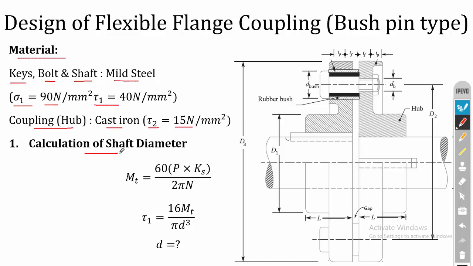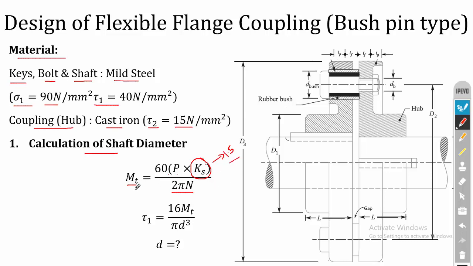So the first step is calculation of shaft diameter. In the problem they will give the power and the speed values. We know that Mt is equal to 60P divided by 2 pi N. Here I have multiplied a service factor Ks value. If the Ks value is given in the problem, then we can take that value, or otherwise we can assume a Ks value of 1.5 for the flexible flange coupling. So Ks is the service factor. If it is not given, we can assume it as 1.5.